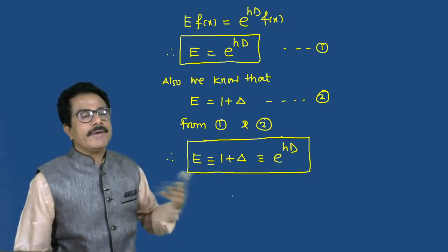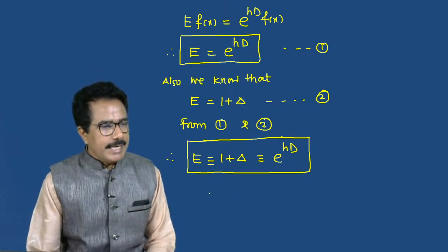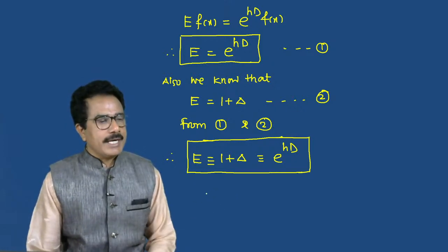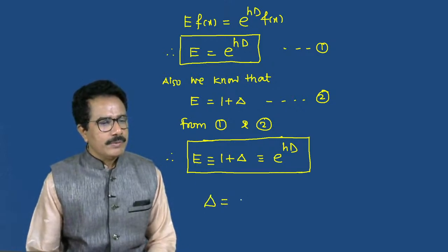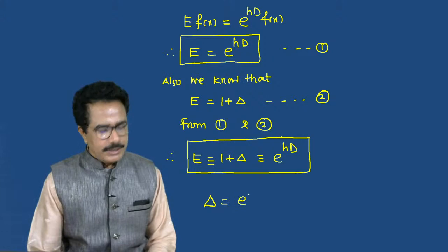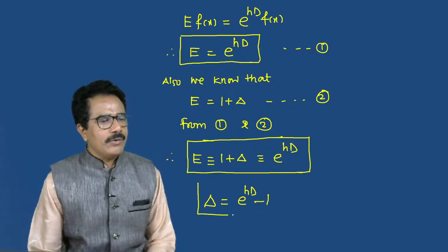Okay, now we shall discuss this next relation. We can write this in different ways. Delta is equal to e raised to hD minus 1. This is also one relation.